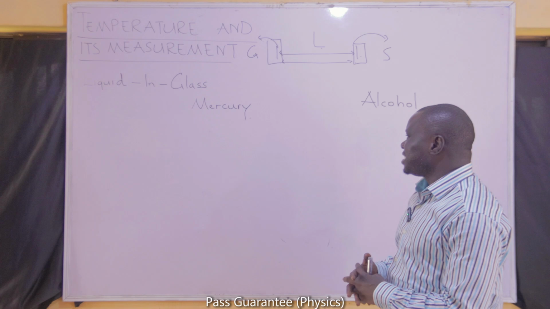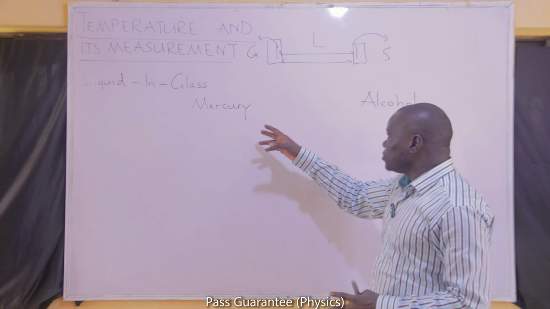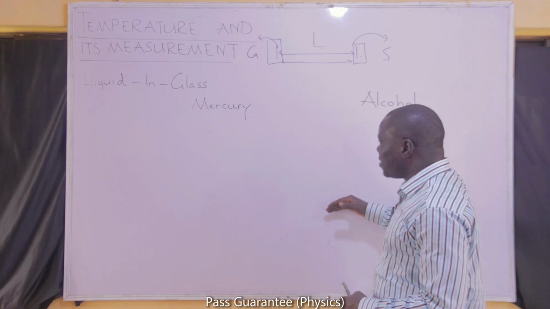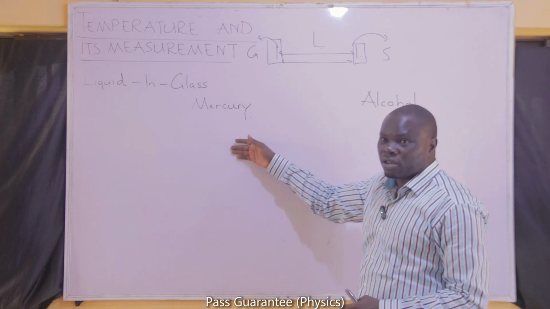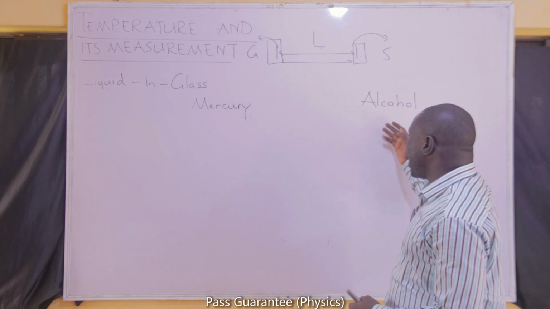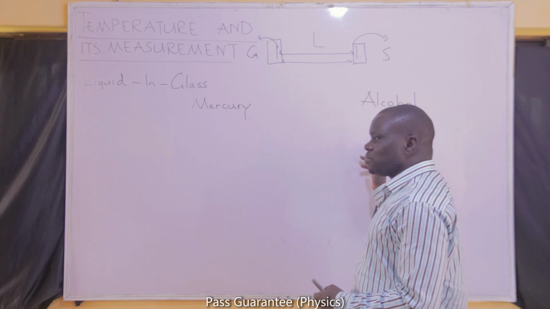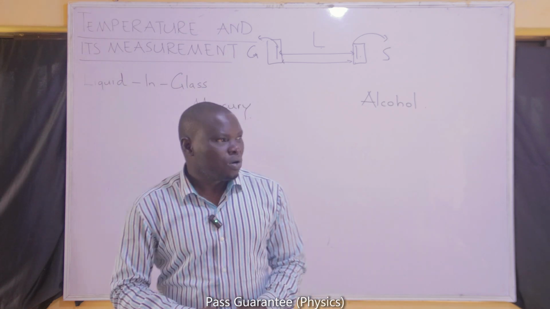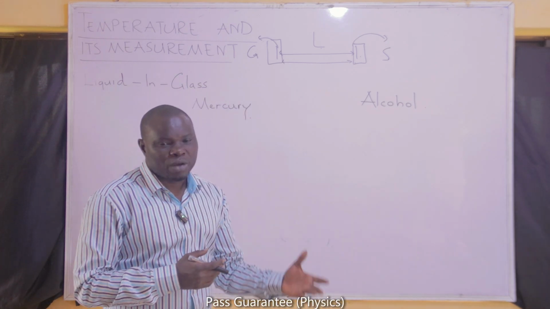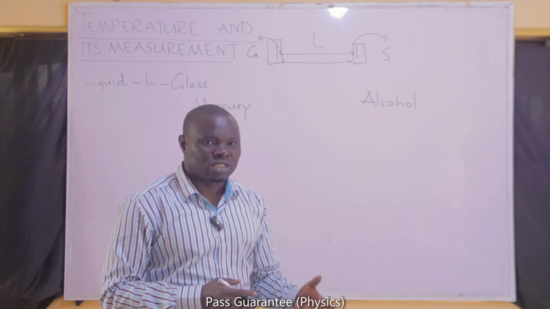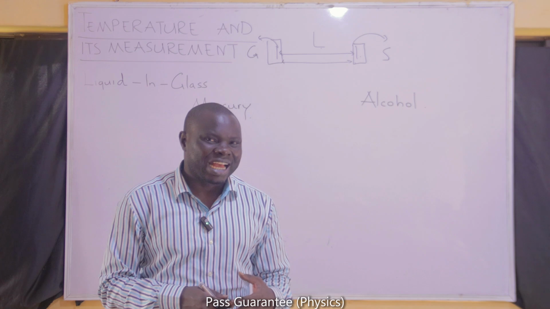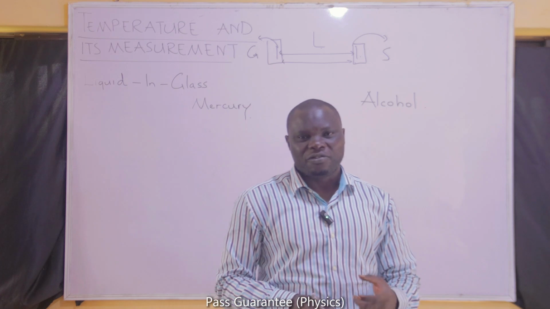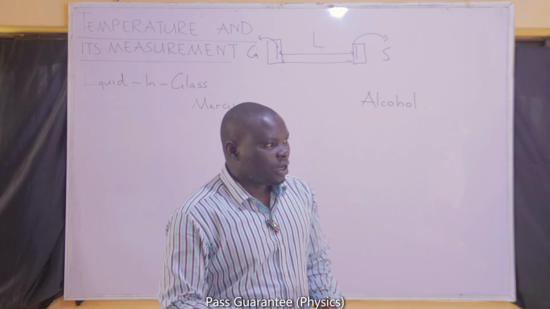The meaning of that is that if mercury expands by a certain amount, alcohol will expand by an amount that is greater than that of mercury. It's even given in literature that the expansion of alcohol is 6 times greater than that of mercury. So please do not mix the expansion or the expansivity with conductivity. Conductivity helps us to understand which of the substances expands faster or expands first.